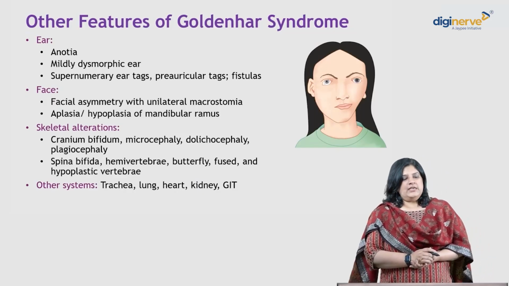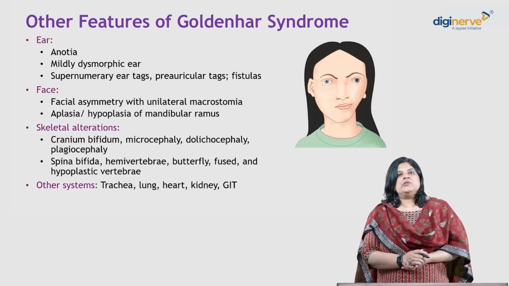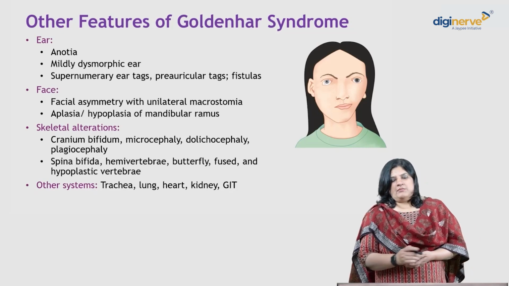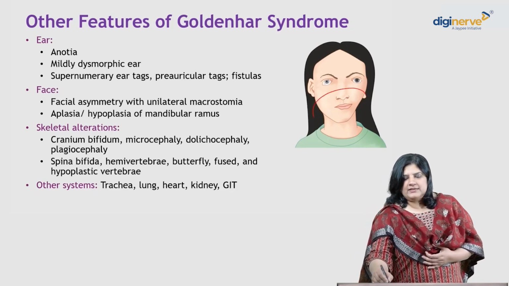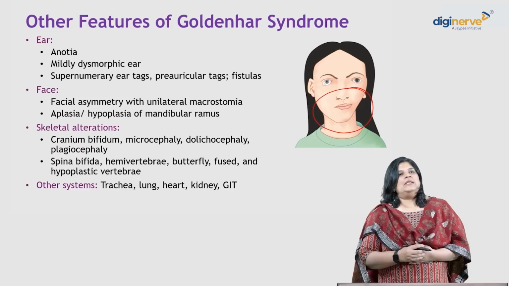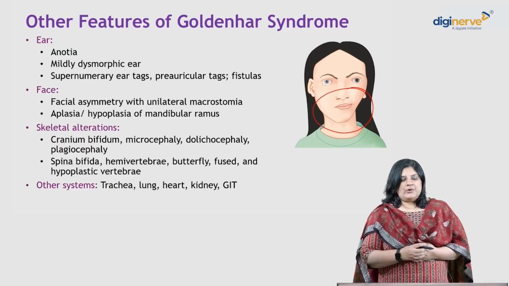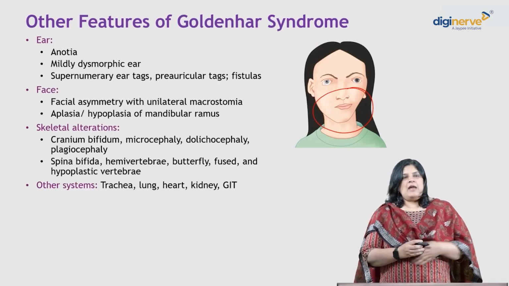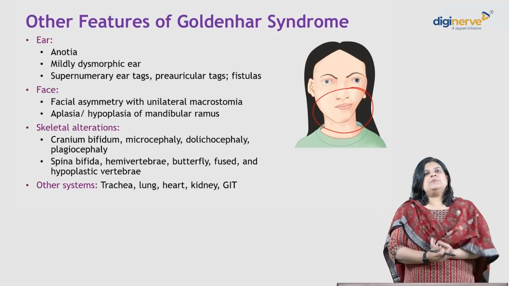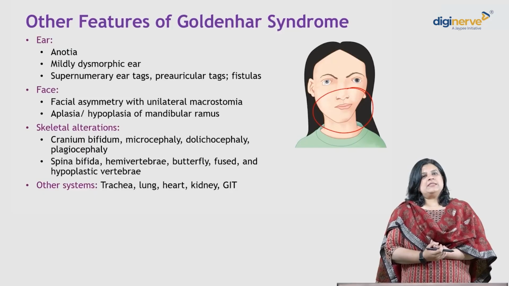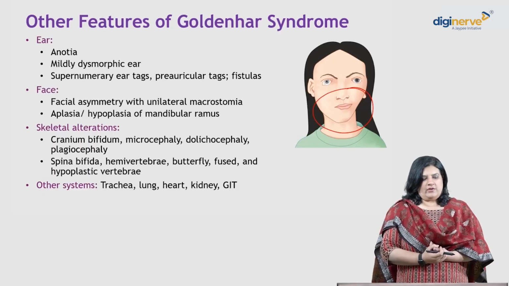There is facial asymmetry with unilateral macrostomia. There is hypoplasia of the mandibular ramus. Now, if you look at this part, you will see one side of the mandible is hypoplastic. There can be cranium bifida, microcephaly, dolichocephaly, and plagiocephaly. These patients may also have spina bifida, and they may have hypoplastic vertebrae. They can be fused together.